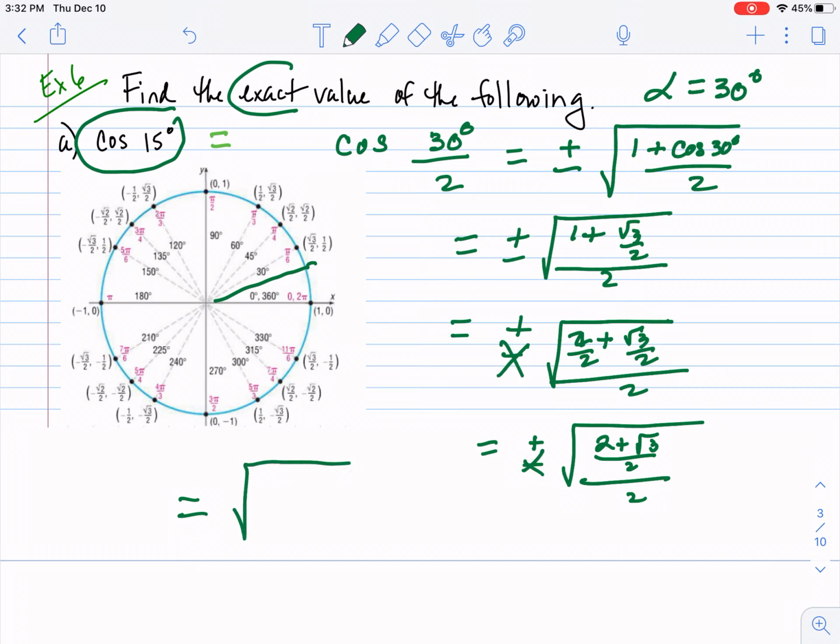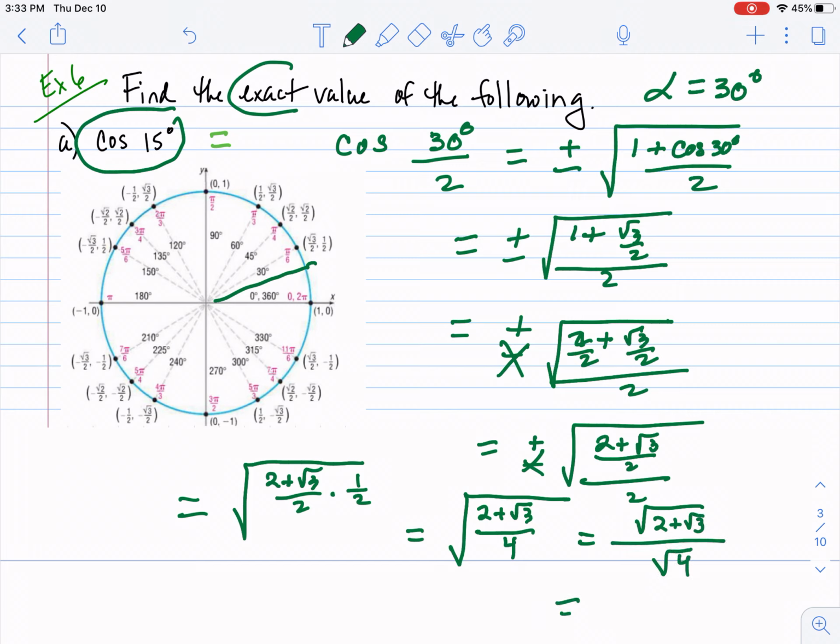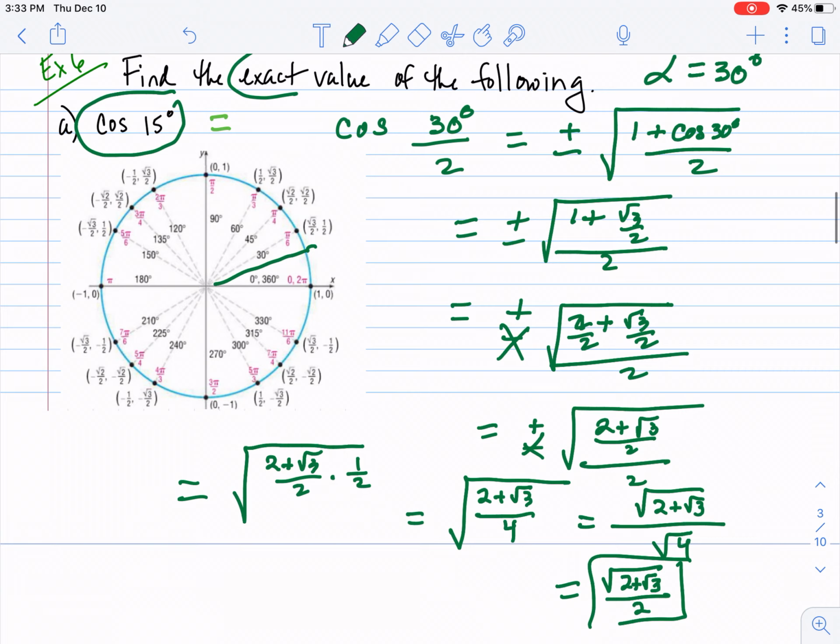It's just going to be the square root of, now watch what I'm going to do here. I have a complex fraction. I'm going to take 2 plus rad 3 over 2, keep, change, and flip. I'm going to get the square root of 2 plus rad 3, all over 4. I could turn that into the square root of 2 plus rad 3, all of that over the square root of 4, which is equal to the square root of 2 plus rad 3 over 2. And you know what? That's as much as I need you to go with that. Okay? Little tricky, but that's how it works.